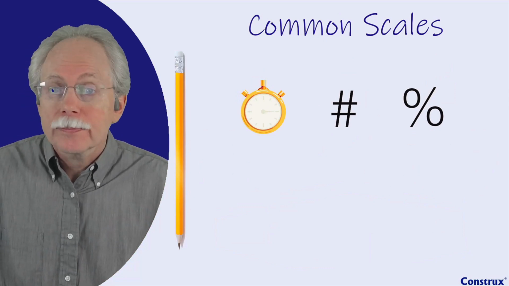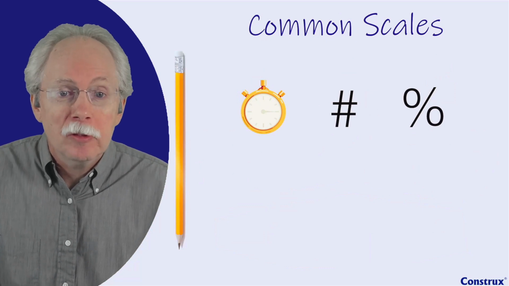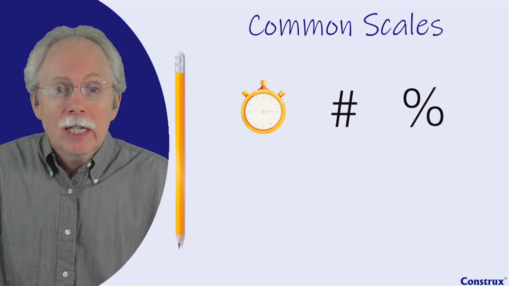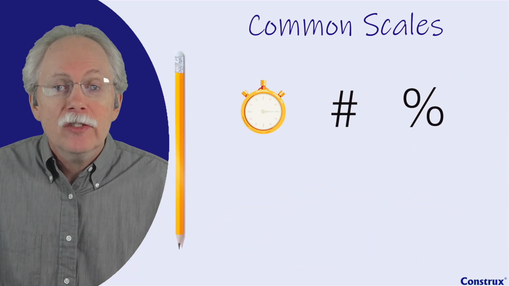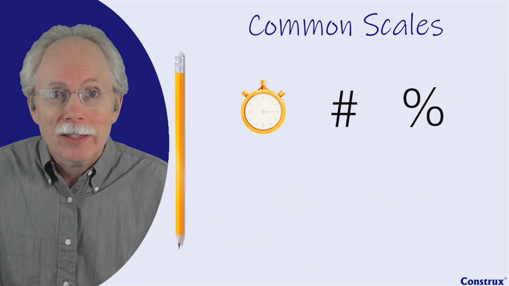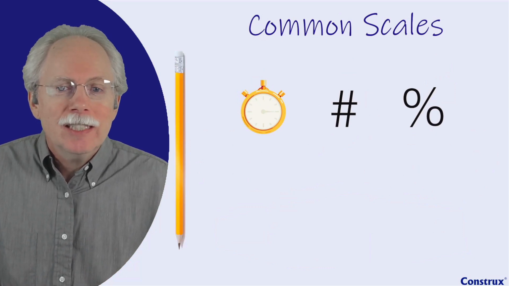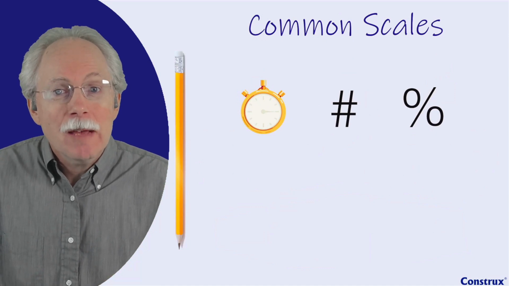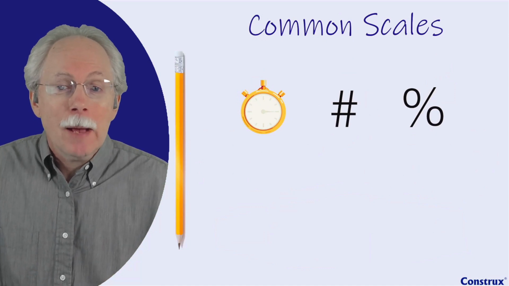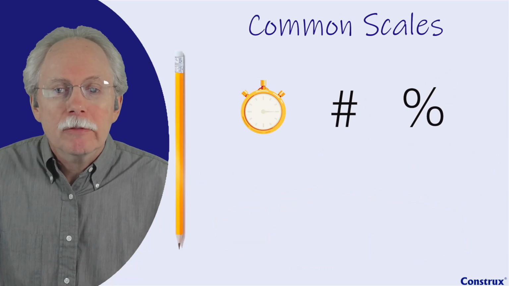Very common scale. Another common scale would be an absolute number. An absolute number is how many of these do I have to have? How many instances do I need to support simultaneously? That kind of thing. I see that. I don't see it as much as I do time, amazingly enough, but I do see absolute numbers pretty regularly.